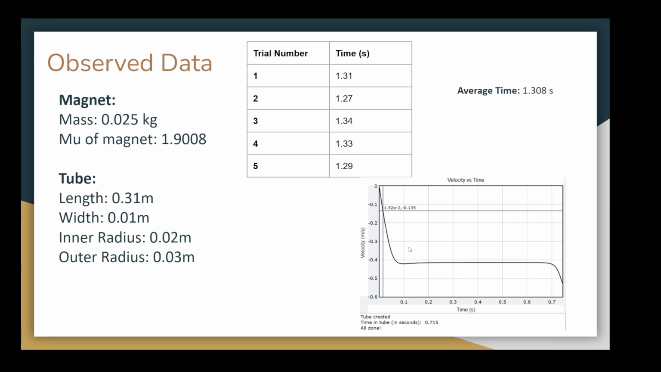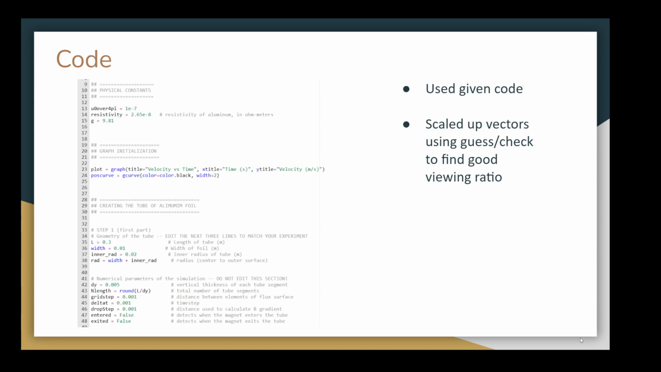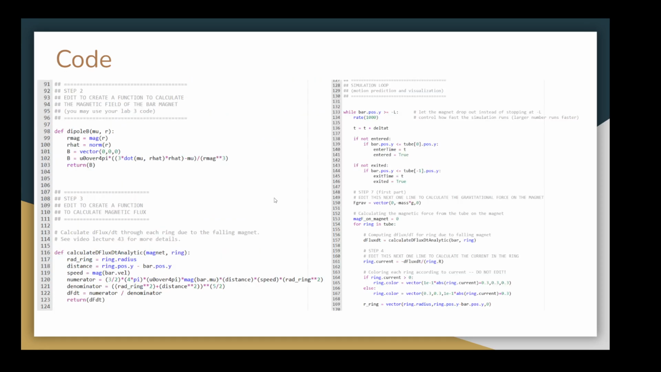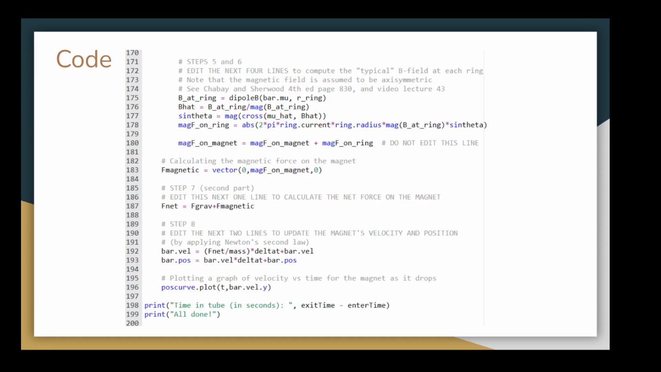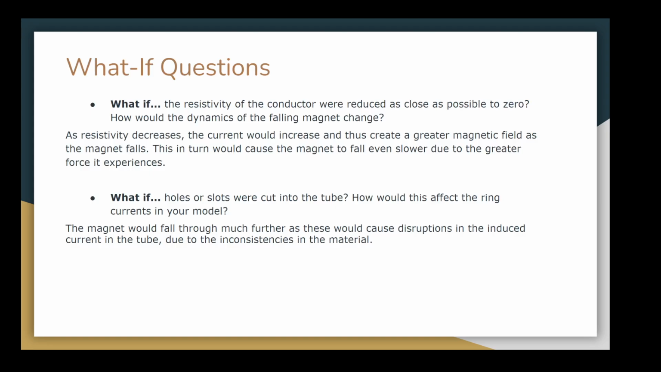Velocity versus time. This is from the model we created in GlowScript, or I did, not we. You can see the magnet speeding up, staying at terminal velocity, and then at the end, just freaky stuff. This is my code. I input all my constants from the starter code that was given to us. Nothing really crazy. If you have any questions, pause the video and comment.